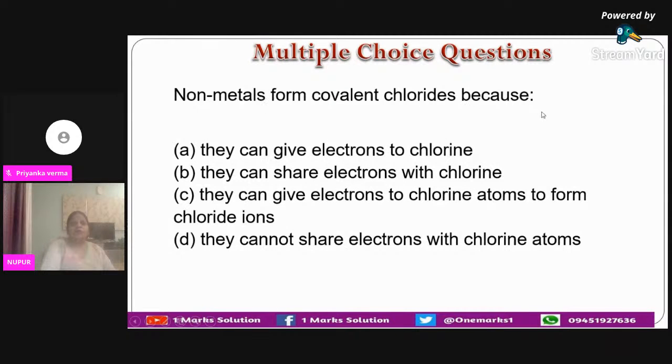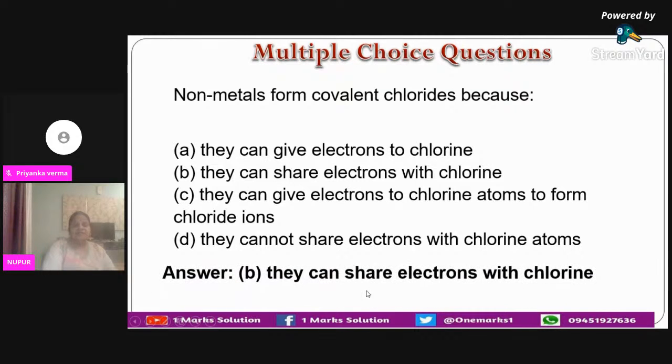Non-metals form covalent chlorides. Why? They can give electrons to chlorine. They can share electrons with chlorine. They can give electrons to chlorine atoms to form chloride, or they cannot share electrons with chlorine atoms. The answer is they can share, because covalent compounds are formed by sharing.